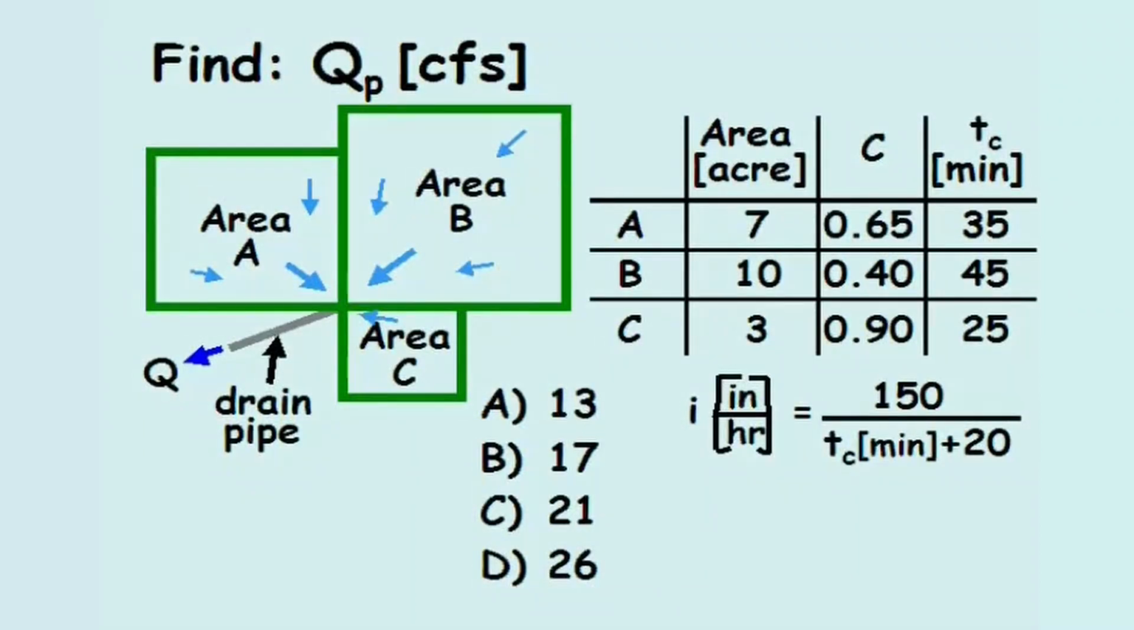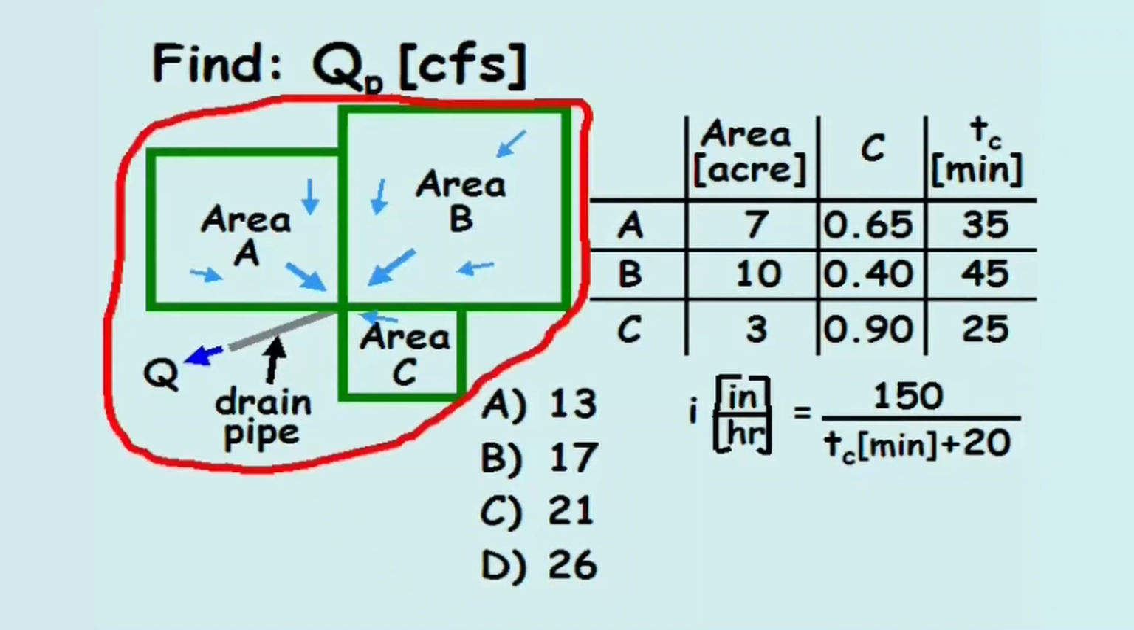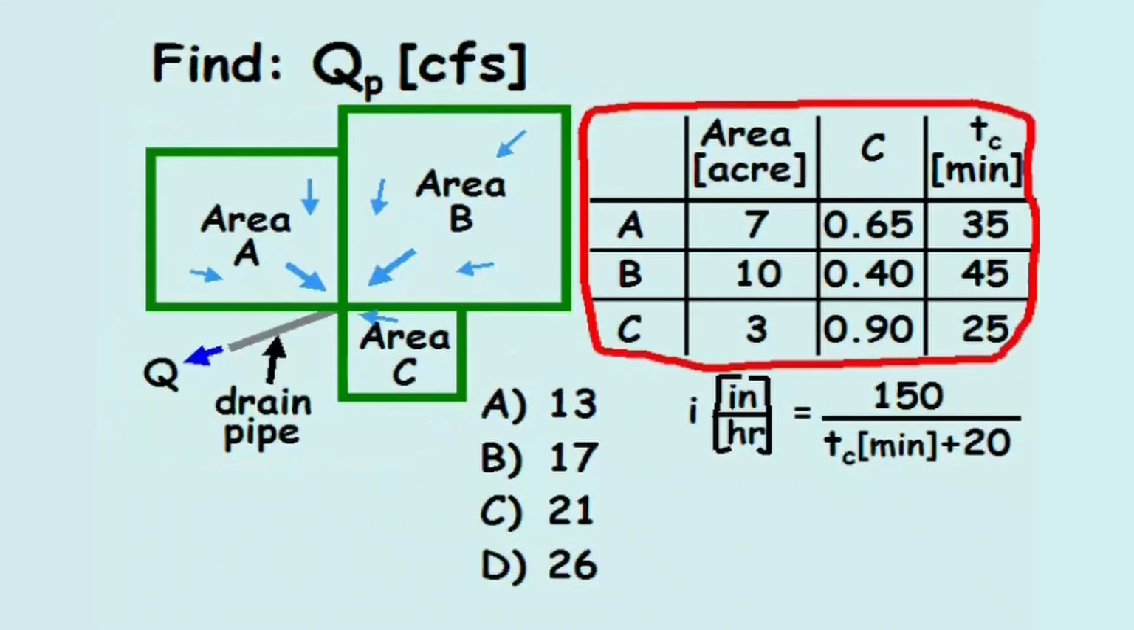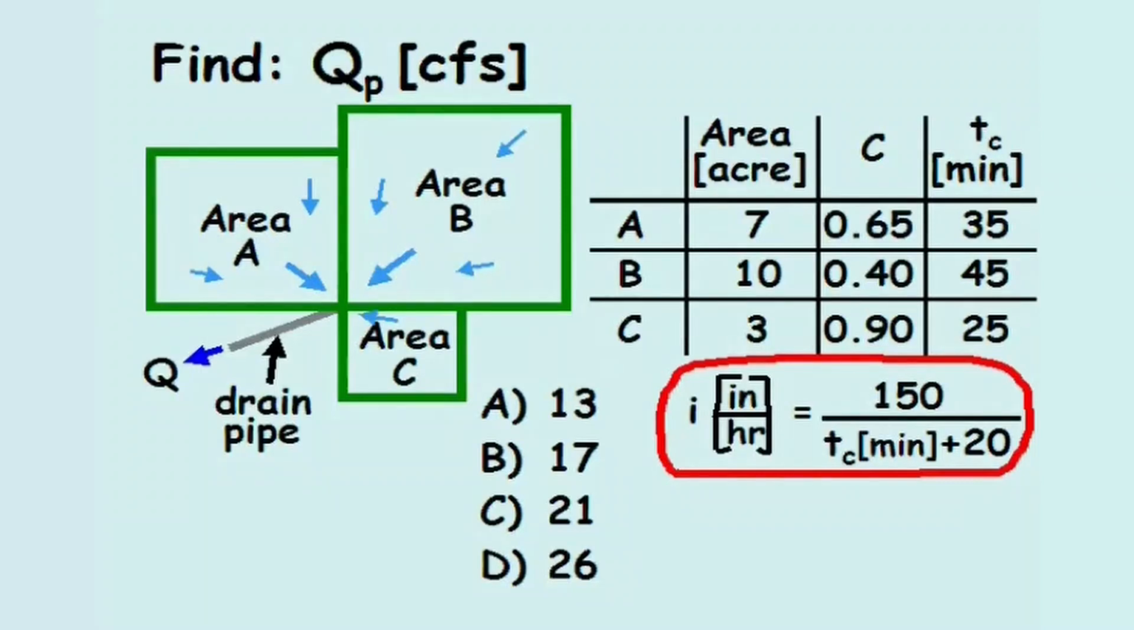Find the peak flow rate, Q sub p, in cubic feet per second. In this problem, 3 watersheds drain to a common outlet, and the runoff is conveyed off-site by a drain pipe. The area, runoff coefficient, and time of concentration for each watershed are provided in the data table. The intensity curve for the given storm is also provided.